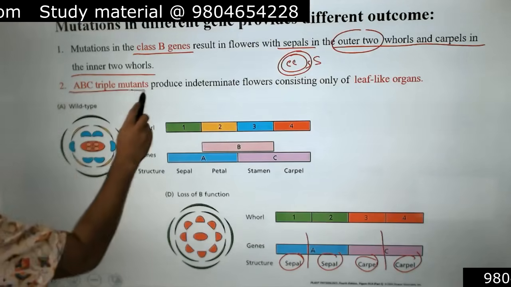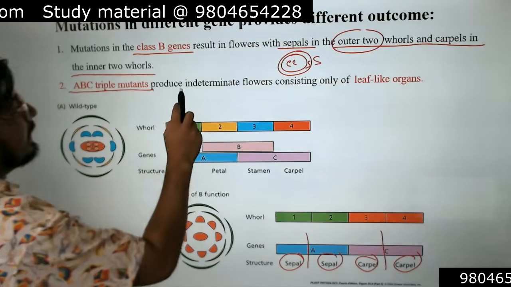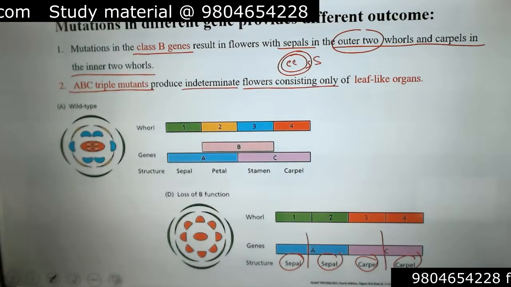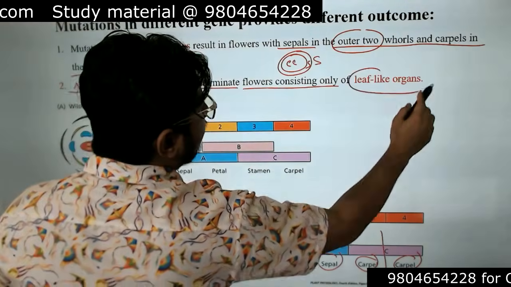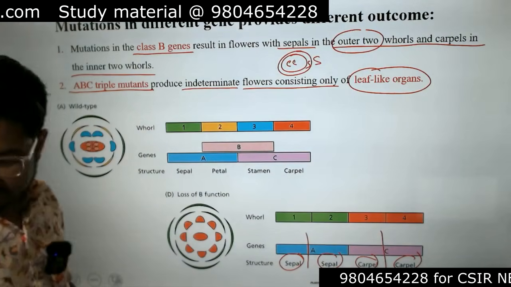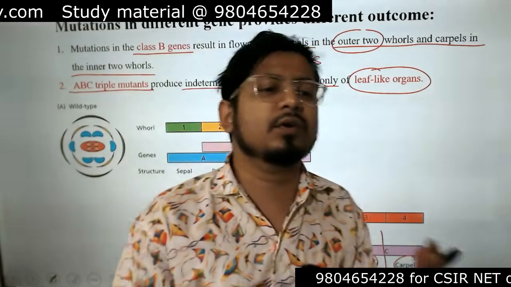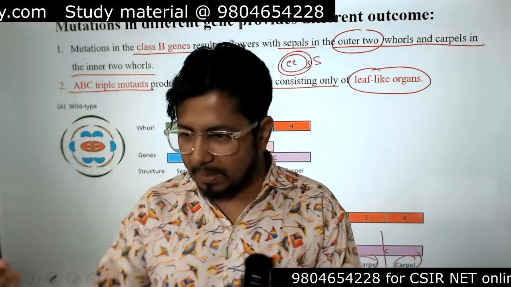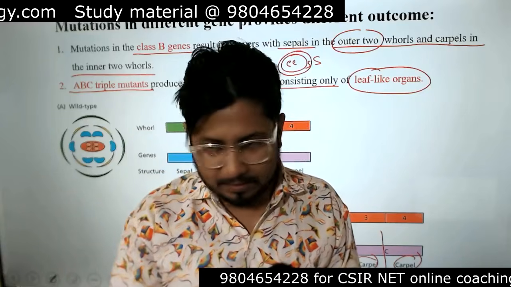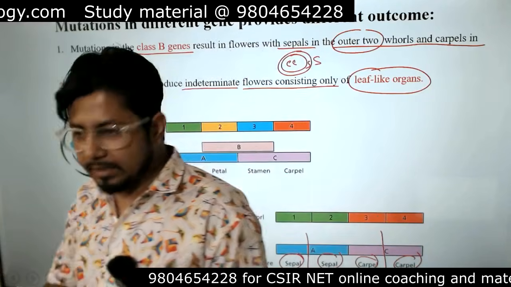And lastly, we have ABC triple mutants produce indeterminate flower only in the leaf-like organs. So there is no flower formation at all. If neither of the genes are active, then there is no conversion of sepal, petal, carpel, all the structures will not form. It'll just stay like a leaf-like structure. Coloring and all these things will be missing. Okay. So this is how the flowering is regulated.